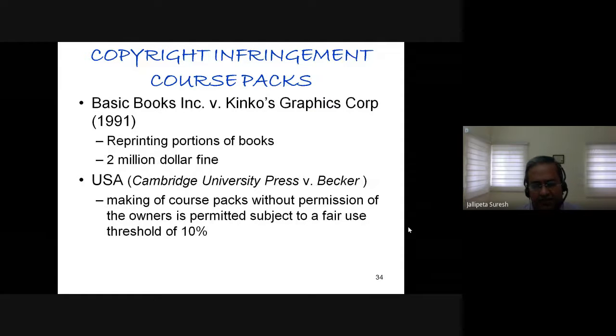During the course of this litigation, there were also cases cited from other countries. For example, in the US, there was a case where a $2 million fine was imposed for reprinting portions of books. And in the USA, in the Cambridge University Press case versus Becker, they proposed a new method of identifying a threshold of the extent of copying from another source. They said you can copy up to 10% of the original work. How they arrived at 10%, nobody knows.